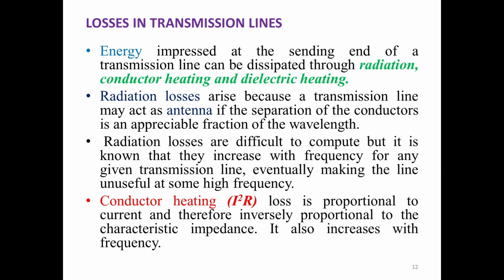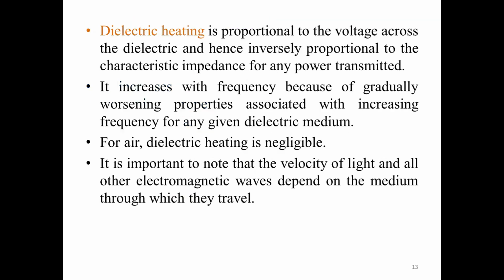Conductor heating, known as I squared R loss, is proportional to current and therefore inversely proportional to the characteristic impedance. It also increases with frequency. Dielectric heating is proportional to the voltage across the dielectric and hence inversely proportional to the characteristic impedance for any power transmitted. It increases with frequency because of gradually worsening properties associated with increasing frequency for any given dielectric medium. For air, dielectric heating is negligible.